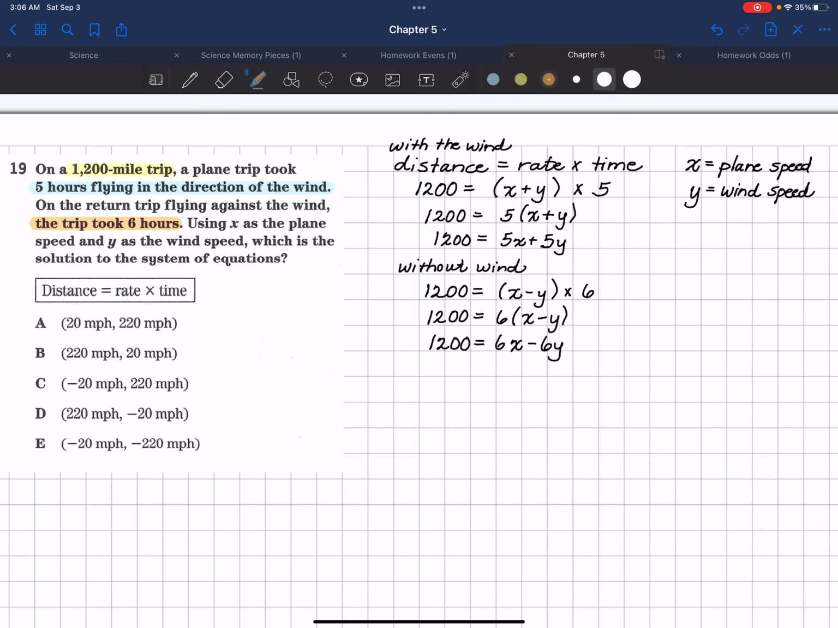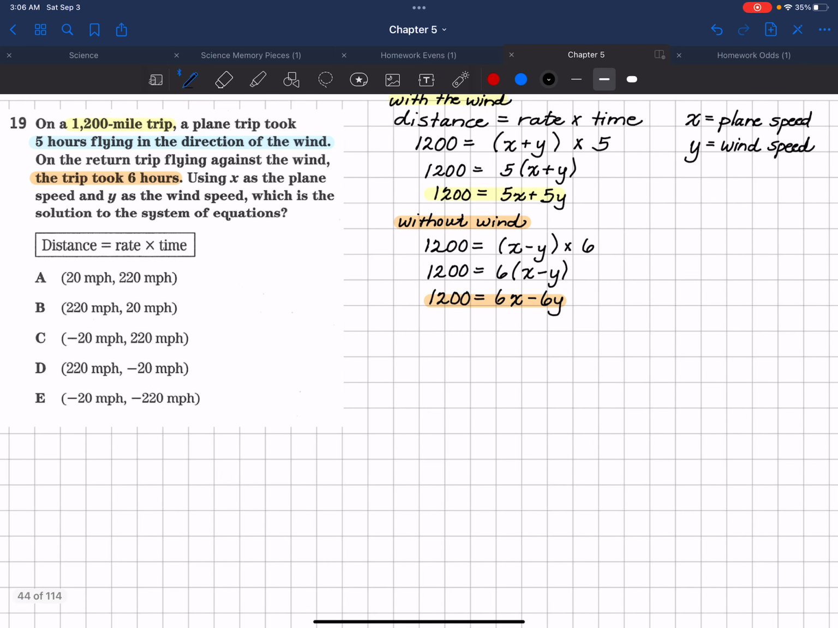So with the wind, with the aid of the wind, you have that equation. Without the wind, going against the wind, you have this equation. And we are supposed to solve for the plane speed and the wind speed. So to do that, I'm actually going to put my equations in a different order. Let's put them in standard form, because I'm using elimination this time. I don't need slope-intercept form.